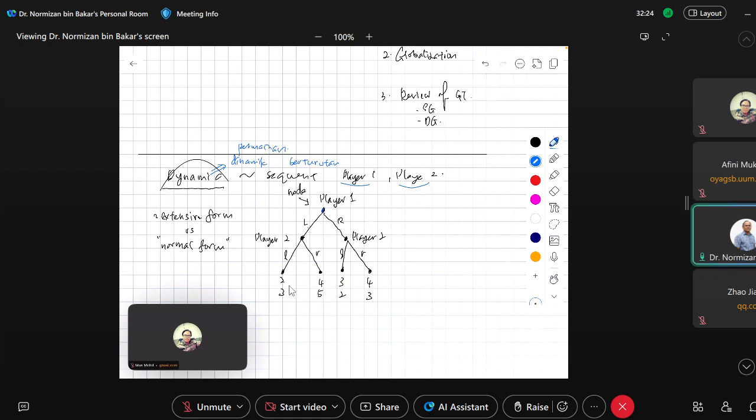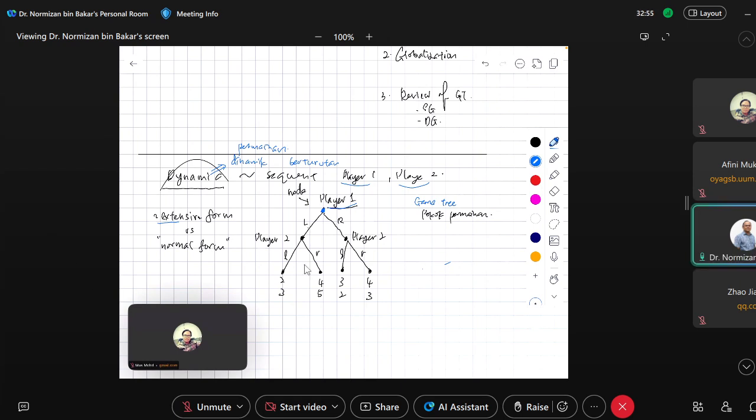Konsep asas ni kamu kena faham sikit kalau kamu nak fokus dengan lebih mendalam dalam game theory ni. Kita kena faham konsep ni, sebab nanti game theory ni dia sebenarnya begitu besar bentuk dia. That's why kita panggil gambaran ini sebagai extensive form.